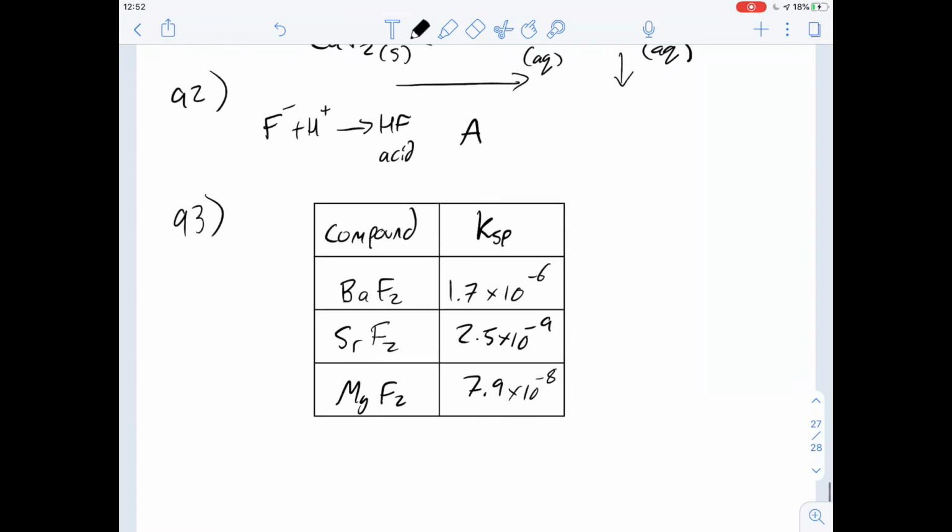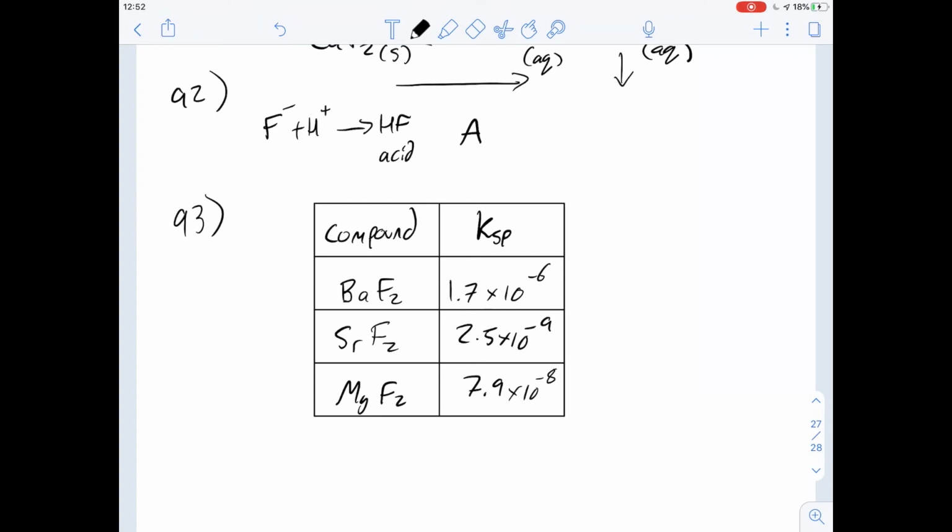So we've been given a table here with a number of compounds and their KSPs, which is the solubility product constant, which you've probably come across before. So this is really just a measure of its solubility, meaning that the order of precipitation will be the order of insolubility, if you like.